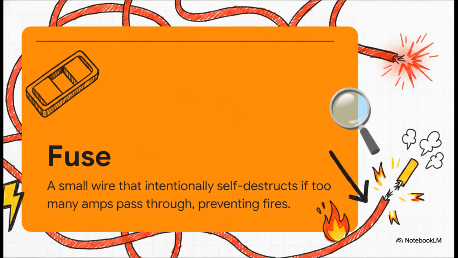Which brings us to our most crucial component, the humble fuse. A fuse is essentially an intentional weak point in your system. It's just a tiny wire housed in a casing that is literally designed to self-destruct. If your appliance shorts out and tries to pull a dangerous amount of amps, the fuse heats up, melts, and instantly severs the physical connection. It stops the flow of electricity dead in its tracks long before your wires can actually catch fire.